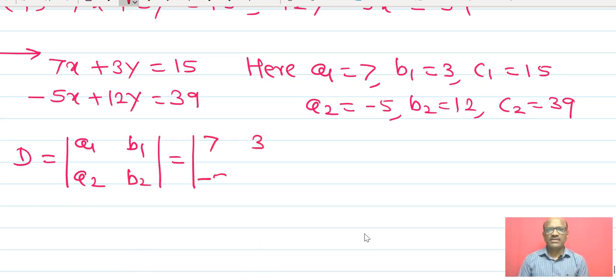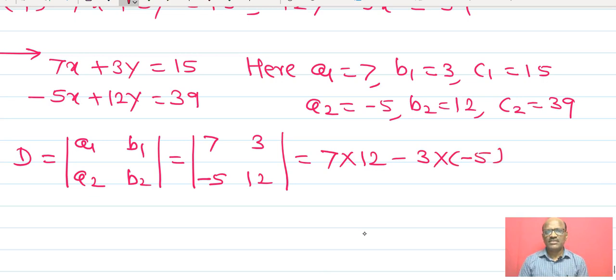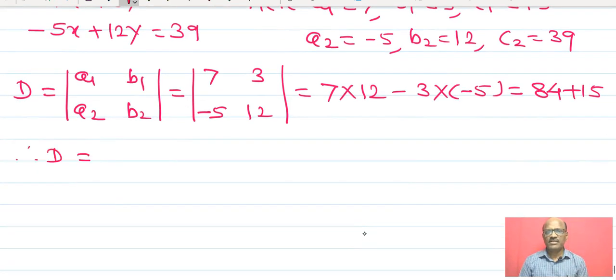That is A1, B1, A2, B2: 7, 3, minus 5, 12. That is 7 into 12, minus 3 into minus 5. That is 84 plus 15. Therefore, D is equal to 99.